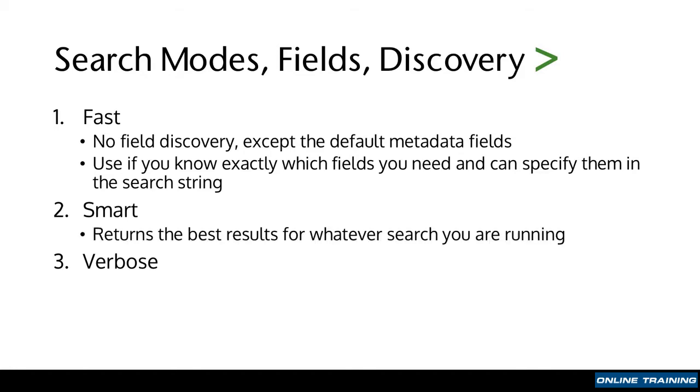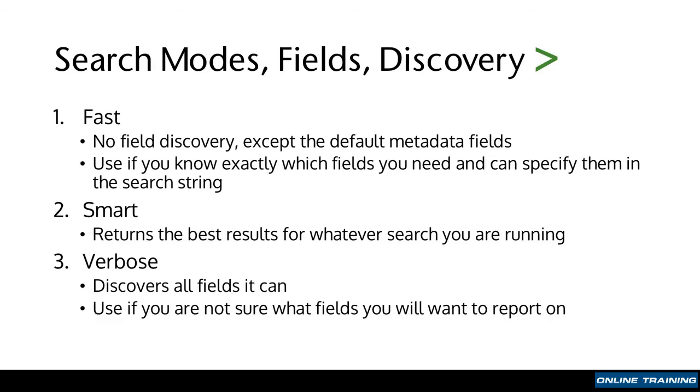Smart mode attempts to return the best results for whatever search you're running. It attempts to detect and return interesting fields. And verbose mode uses the Splunk engine to detect and return all of the fields. Verbose mode is slow, but it's useful if you're not sure what fields you will want to report on, if the data set is, for example, unfamiliar to you.